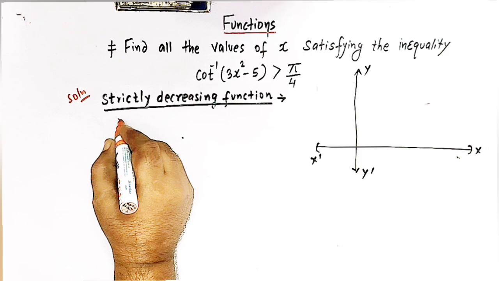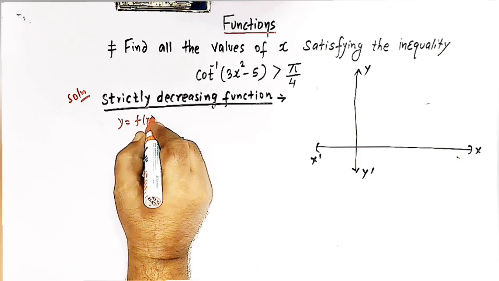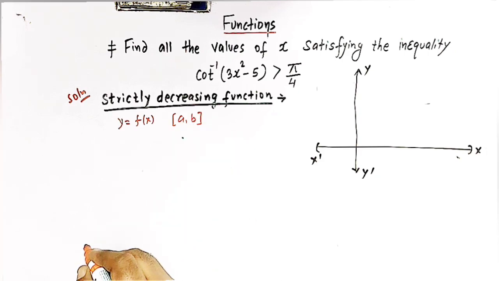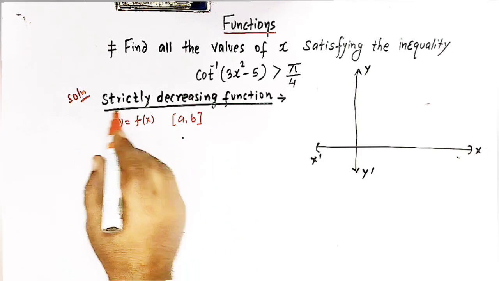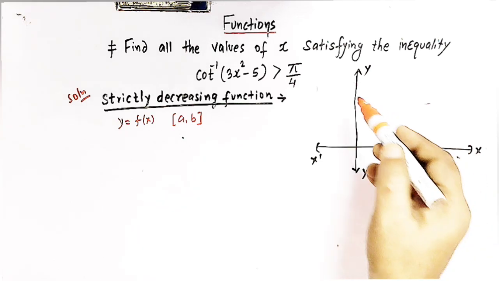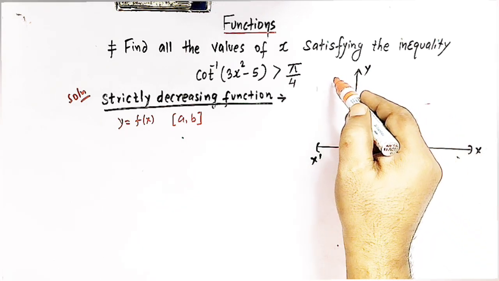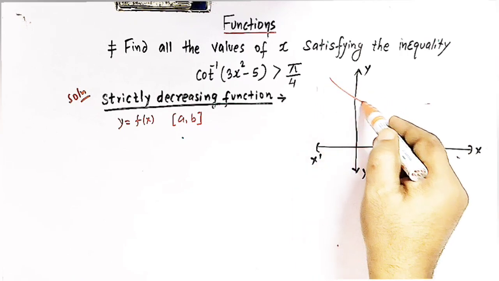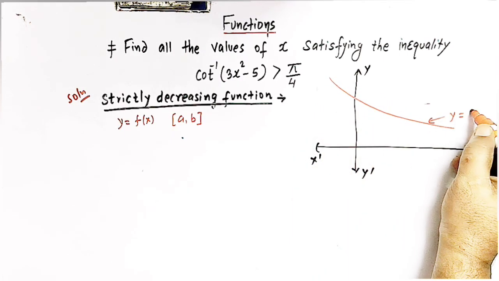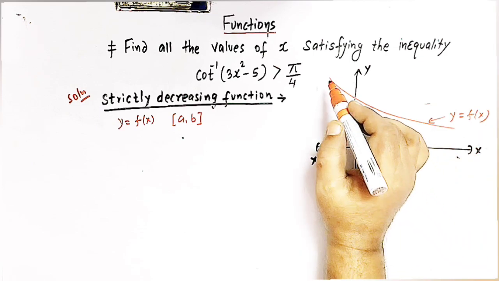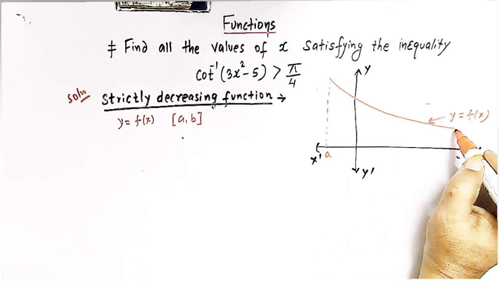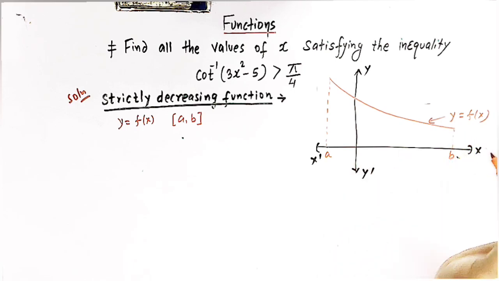Now consider a function y is equal to f of x, which is defined in some closed interval a comma b, right? And here since we are considering the strictly decreasing function, let us roughly draw the graph of the decreasing function like this. And this is our function y is equal to f of x, and here we have the point A, and here we have the point B, right?